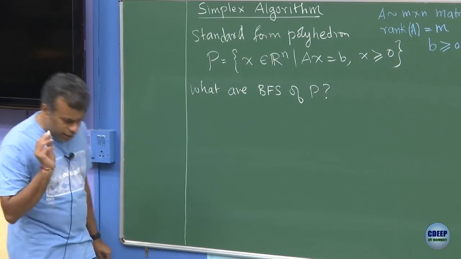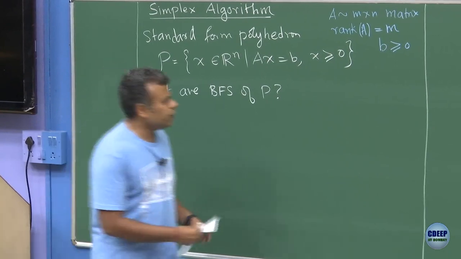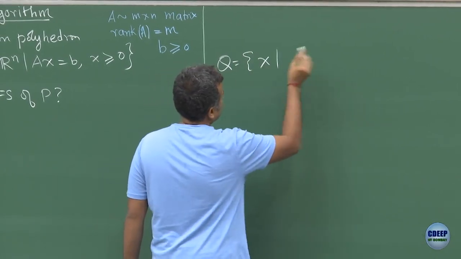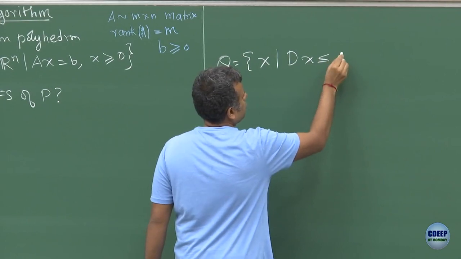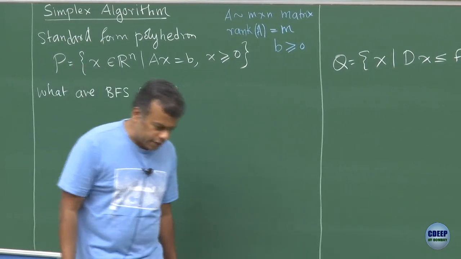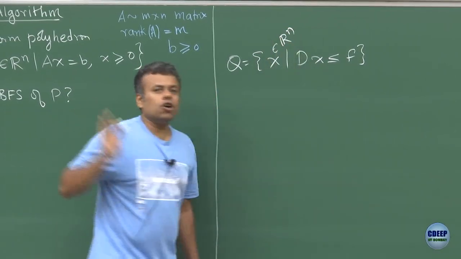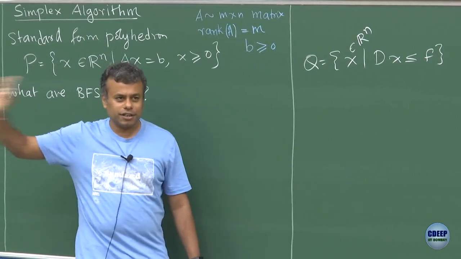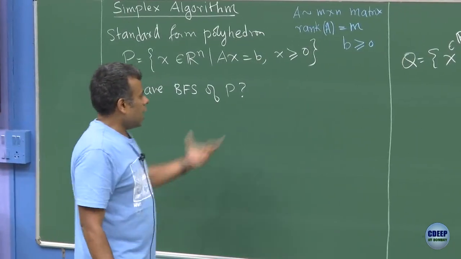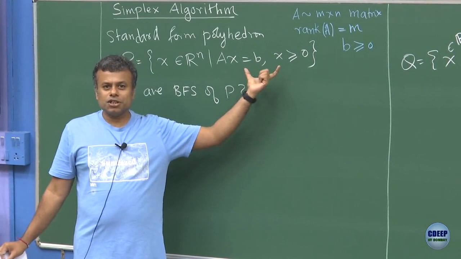Now, before stating the result, let's look at the following. If we have an inequality constraint system, where let's say Q is the set of some constraints like this, and then you ask what is a basic feasible solution. We defined it saying that you want n linearly independent constraints to hold at equality, right? That's what we said was a basic feasible solution. The definition doesn't change. So here I have a bunch of constraints. I want n of them, n linearly independent constraints, to hold at equality.